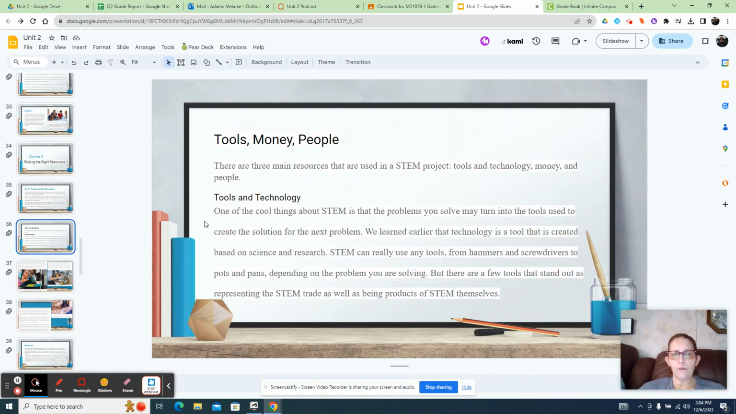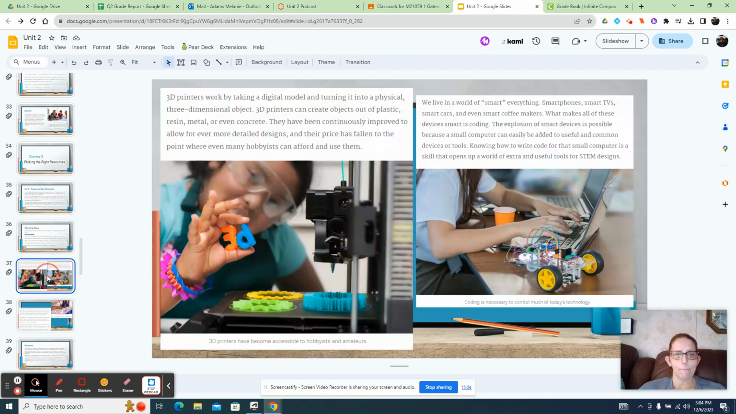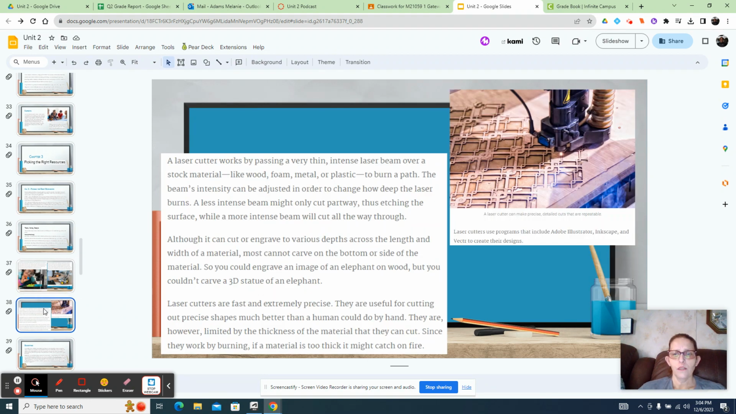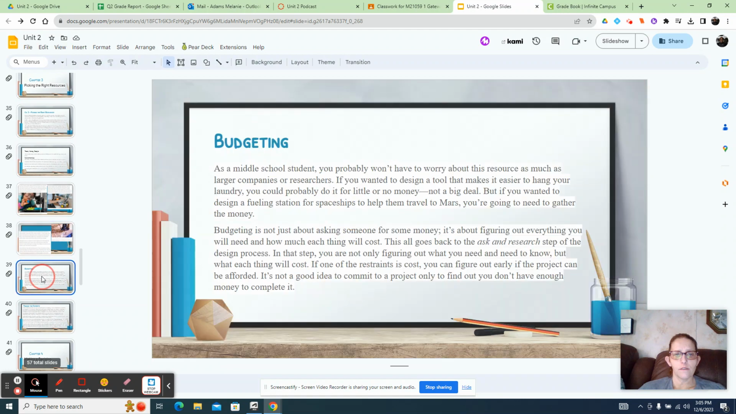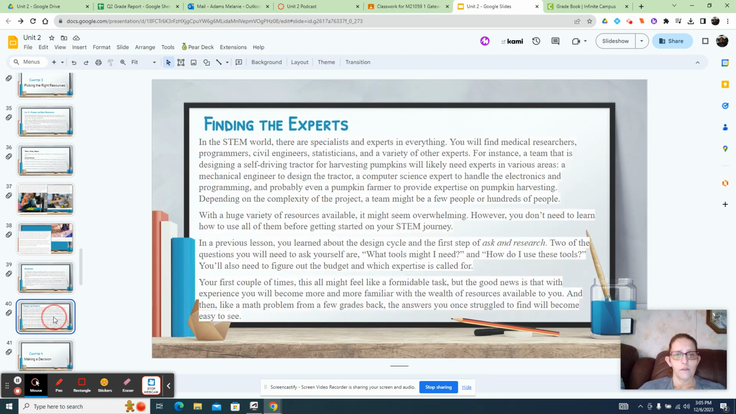Tools, money, and people. Tools and technology: 3D printers. I have one in my classroom. Smartphones, smart TVs, smart cars. Laser cutters. Budgeting. Okay, so I have to budget. I have a budget for my classroom. I'm able to purchase some things. Thinking about getting an additional 3D printer if I can.